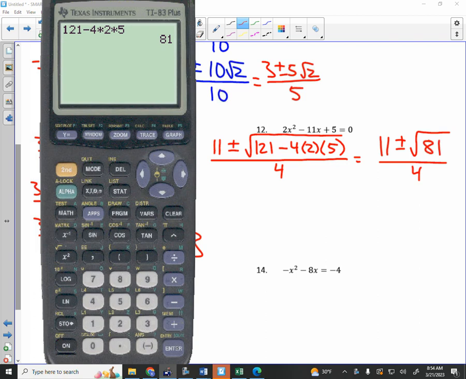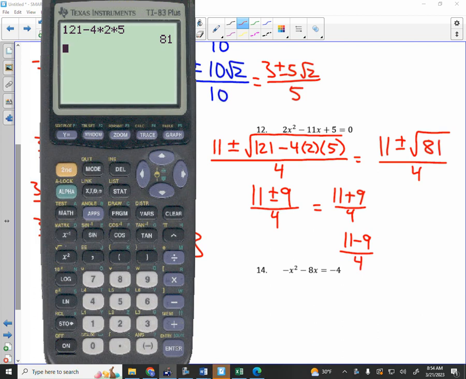I got a positive number underneath my square root sign. That means I have 2 solutions. Is 81 a perfect square? Yep. So I take the square root of 81 and I get, again, 9 divided by 4. So I'm going to simplify this. I've got 11 plus 9 over 4, and I've got 11 minus 9 over 4.